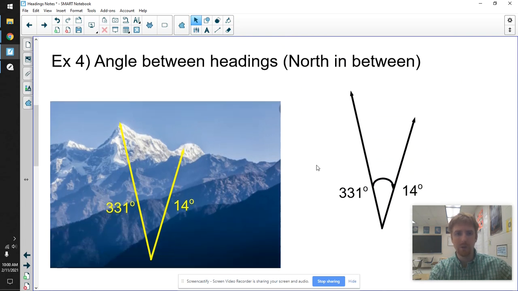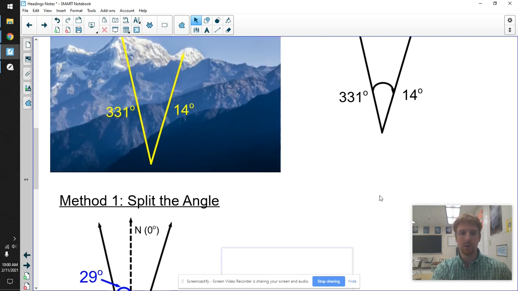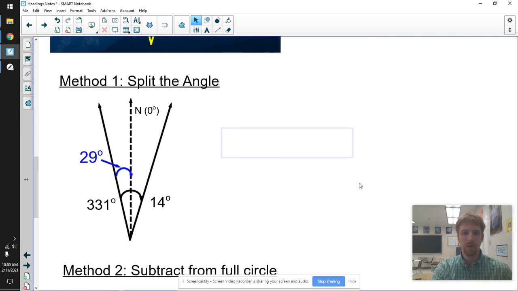Now, what's tricky is when north's in between there. Same situation, but let's say this is 331 and this is 14. Well, north is kind of in between. So there's what it might look like on paper if we draw it out. Again, I'm standing here and I'm pointing in both directions. I can't point both directions. I've got to do something first. It's not going to work. We'll get to that. But if I'm standing here pointing at both mountain peaks, but north's in between, it's a little trickier.